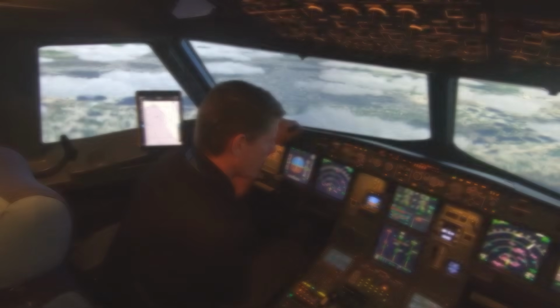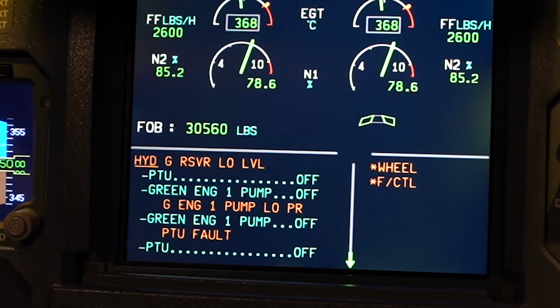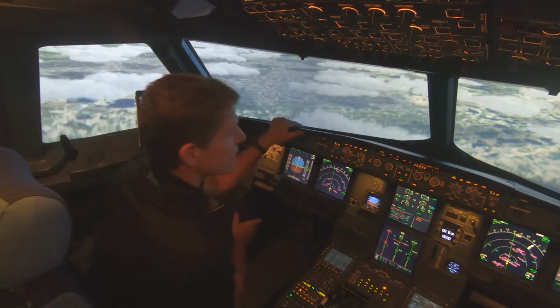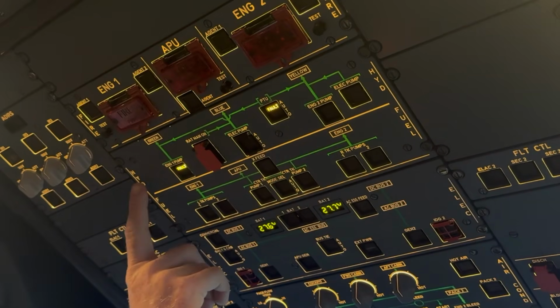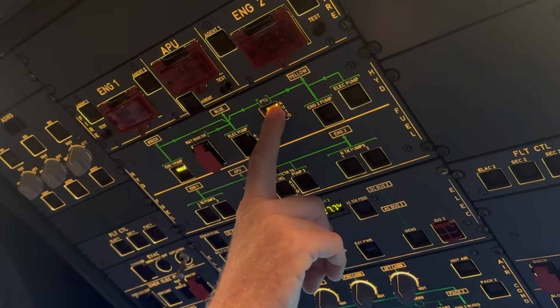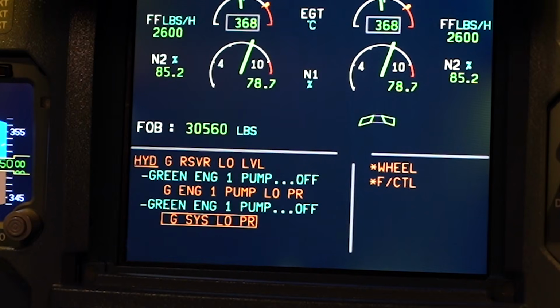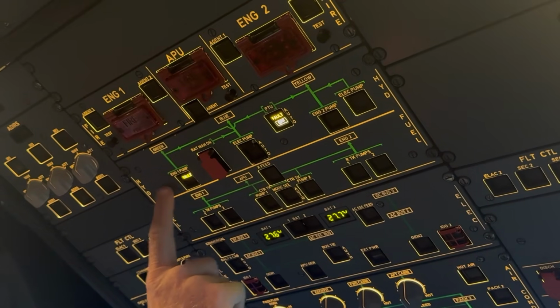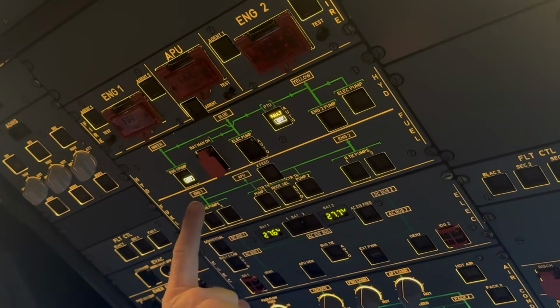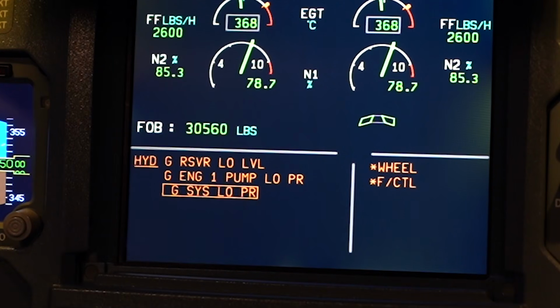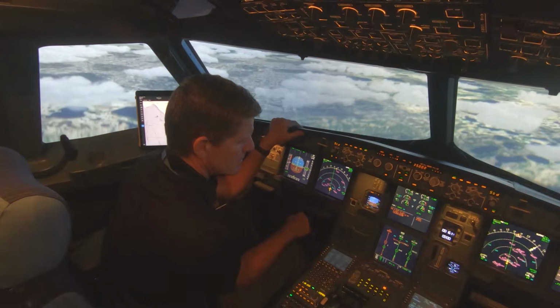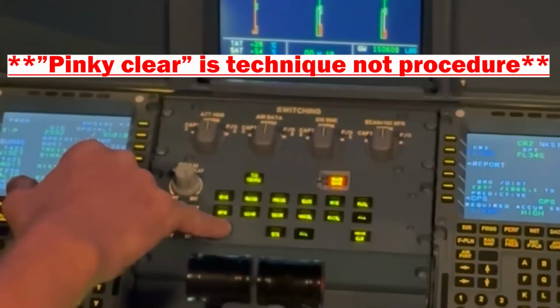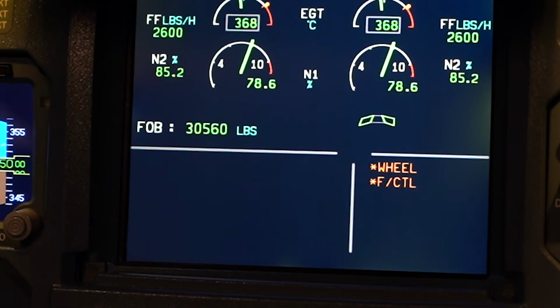Let's continue on. Hydraulic, green reservoir, low level, PTU off. Hydraulic, PTU off. Green engine 1 pump off. Hydraulic, green engine 1 pump off. Hydraulic, green reservoir low level, green engine 1 pump low pressure, green system low pressure. Clear hydraulic.